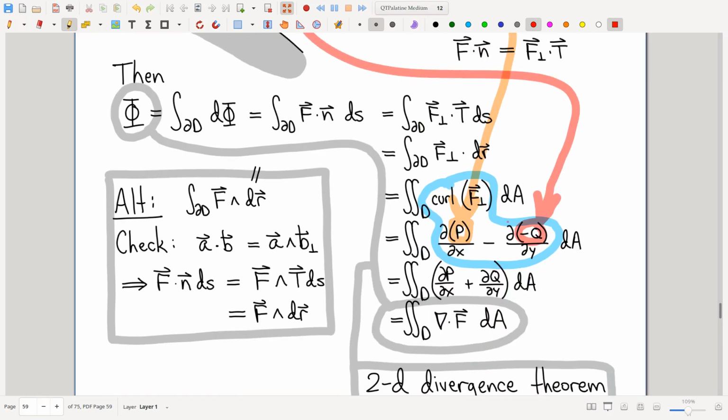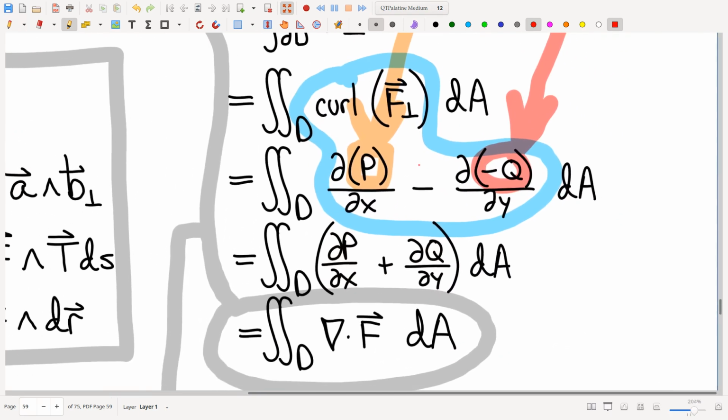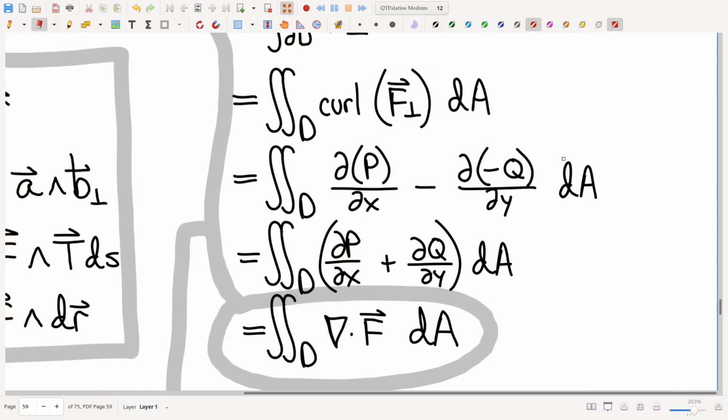And then the minus sign, we got two minus signs that sort of cancel, here and here. And that turns into a plus. That makes this, oh my gosh, look at that. We recognize that. That's exactly divergence that we saw back in chapter 3.